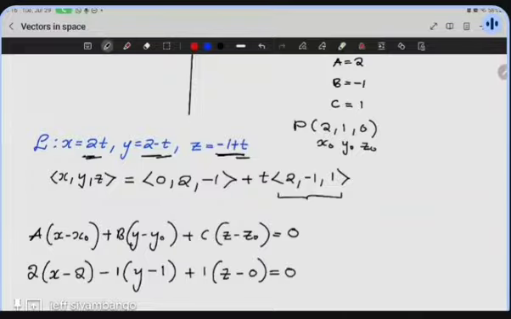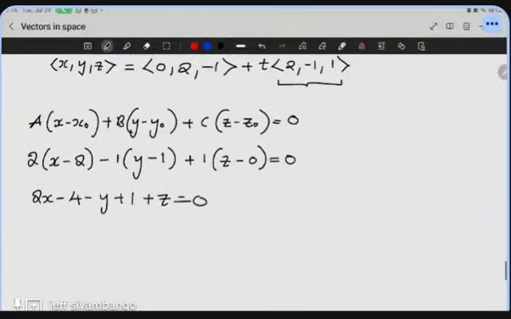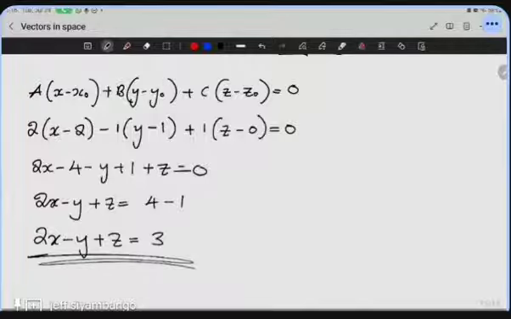So now again we simplify. 2x minus 4 minus y plus 1 plus z is equals to 0. 2x minus y plus z is equals to 4 minus 1. Or 2x minus y plus z is equals to 3. Done. Did you find something like this?